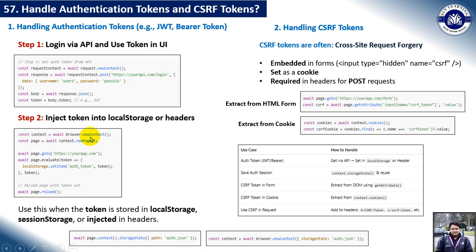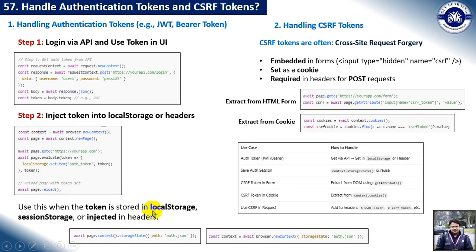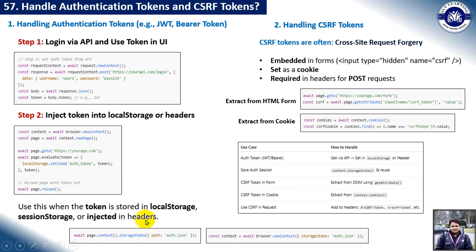So this is another way you can inject. You see, await page.evaluate token, and localStorage.setItem authentication token equals token. This is how you can set up your token in the local storage, and you can utilize that in your test cases, and you can store this information under the JSON file that we have already seen. Okay, use this when the token is stored in local storage and session storage or injected in a header.